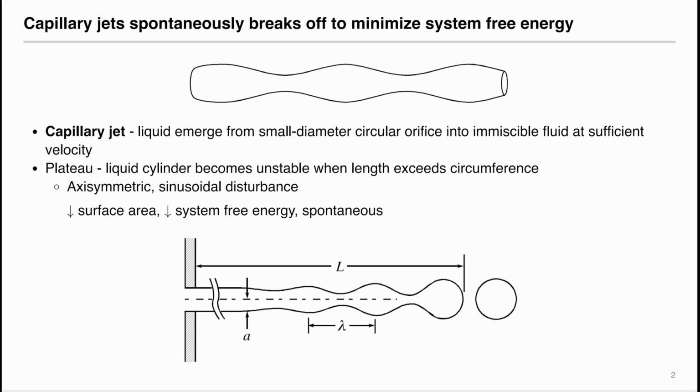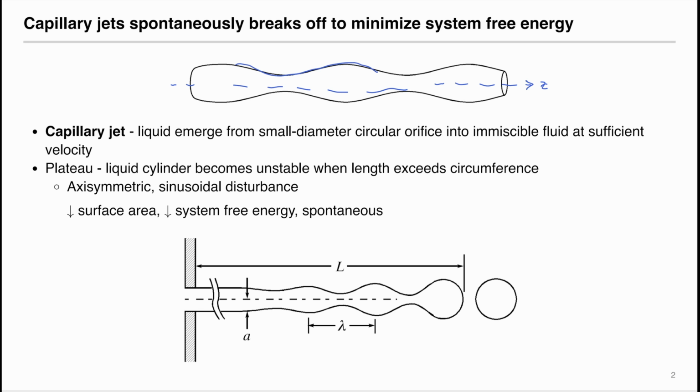He modeled the jet with an axisymmetric and sinusoidal disturbance, where we can see here we have an axis that is the axis of symmetry, which we usually denote by z if we're in cylindrical coordinates. And the disturbance is sinusoidal. We can further characterize this by looking at the distance between the orifice and the final drop that is part of the jet as the length L.